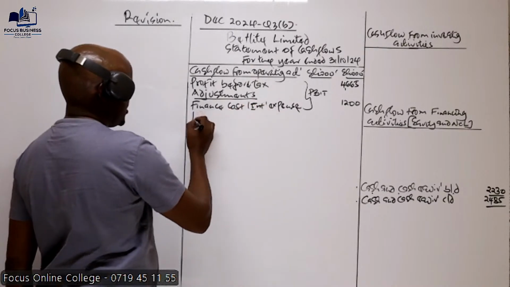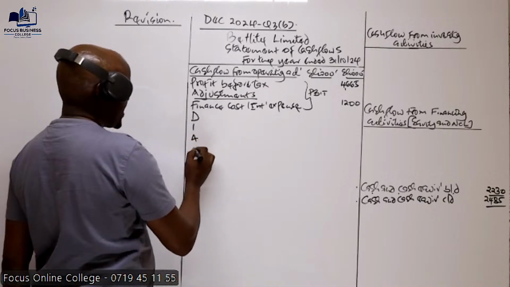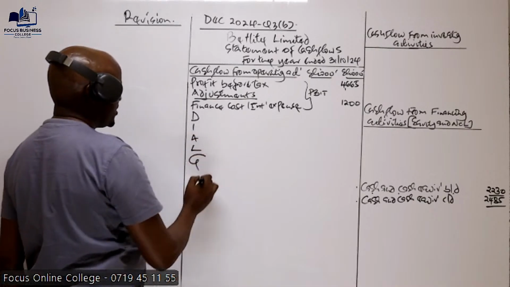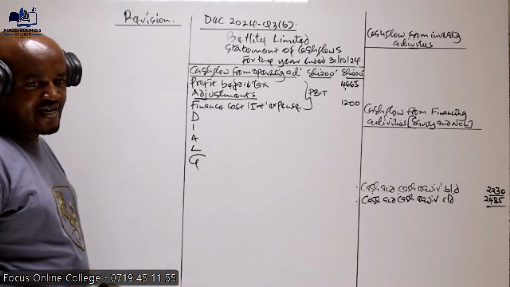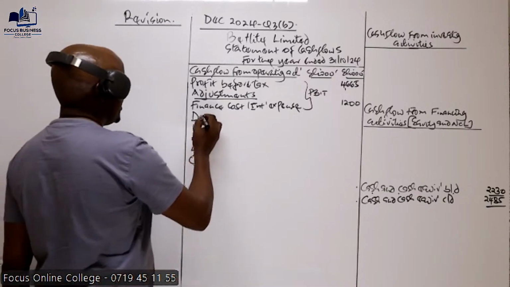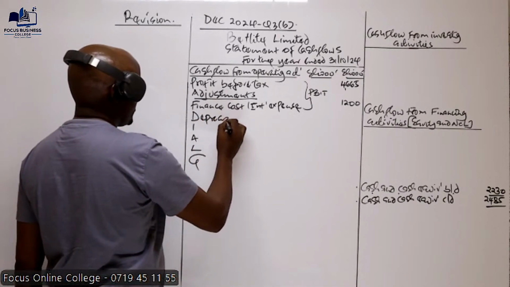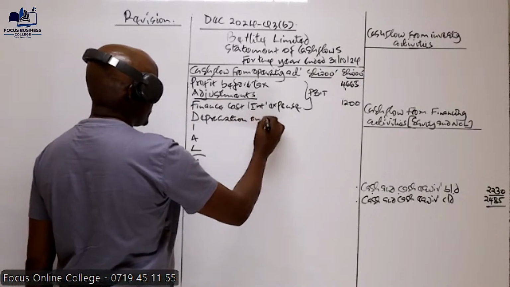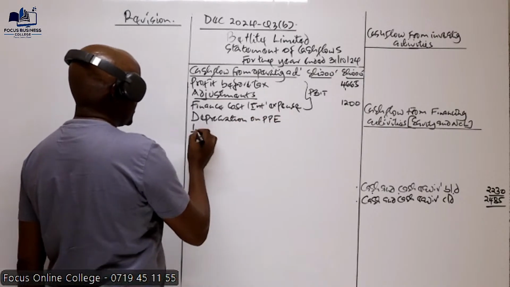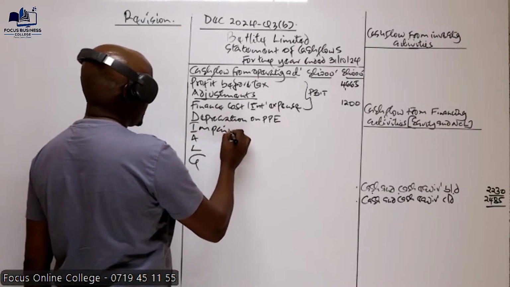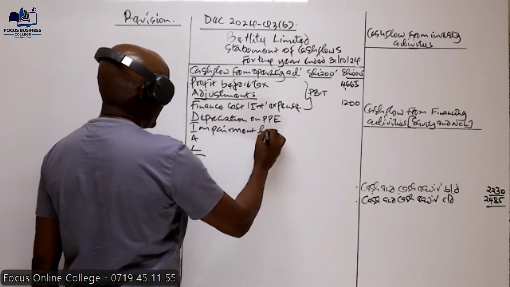And then this profit, we said, should be adjusted for a number of items. Number one, we adjust the profit with the non-cash items. Non-cash items, we said, just recall that acronym, DIALG. This D, we said, stands for depreciation on property, plant, and equipment. This I stands for impairment loss on goodwill.